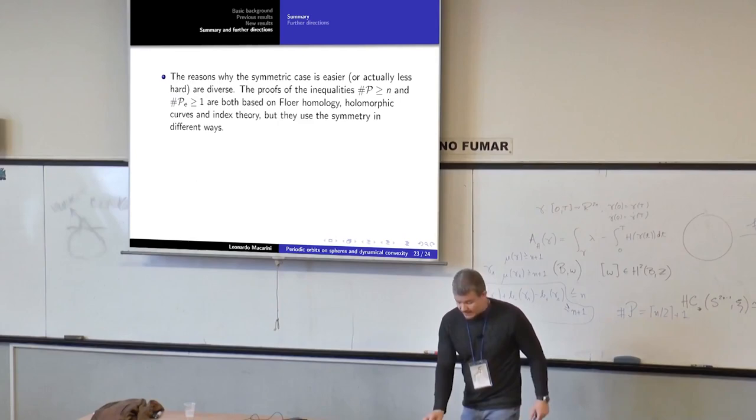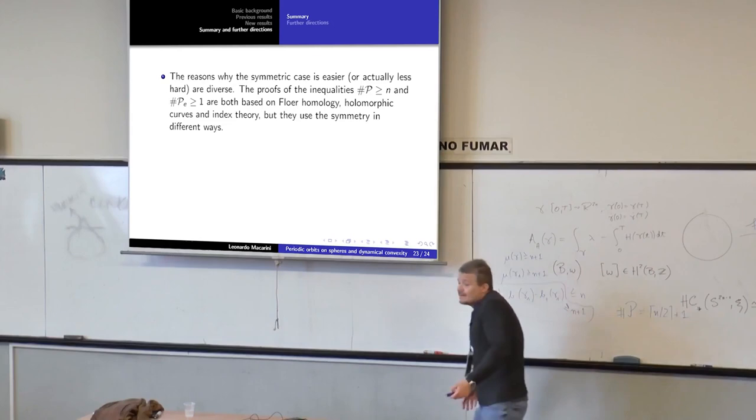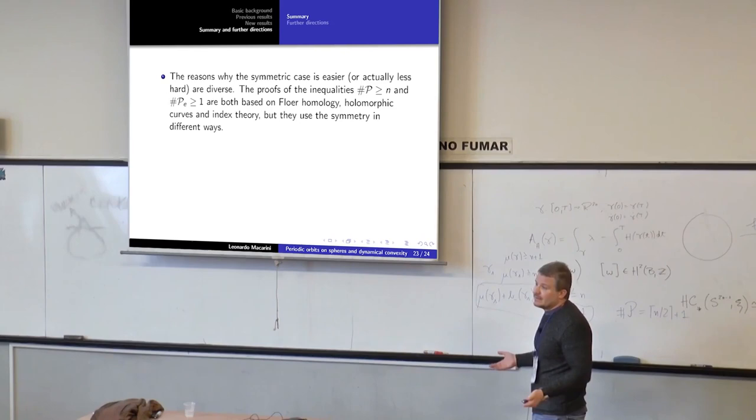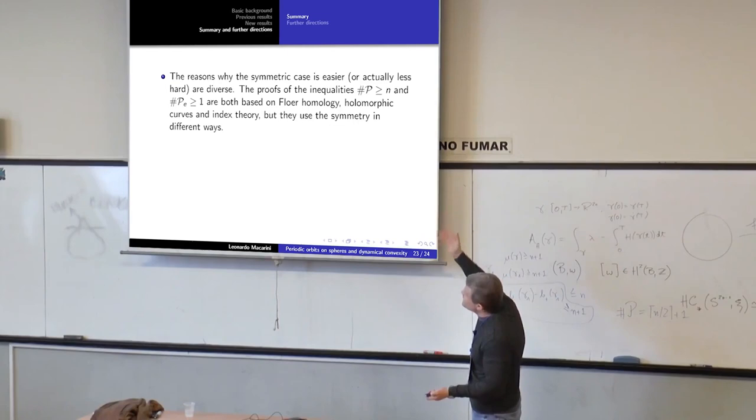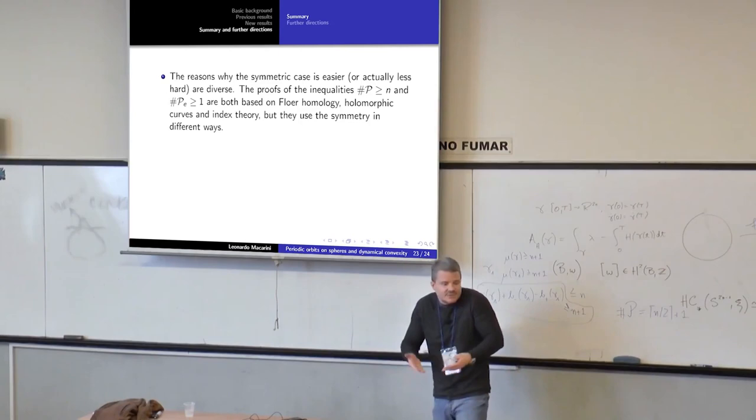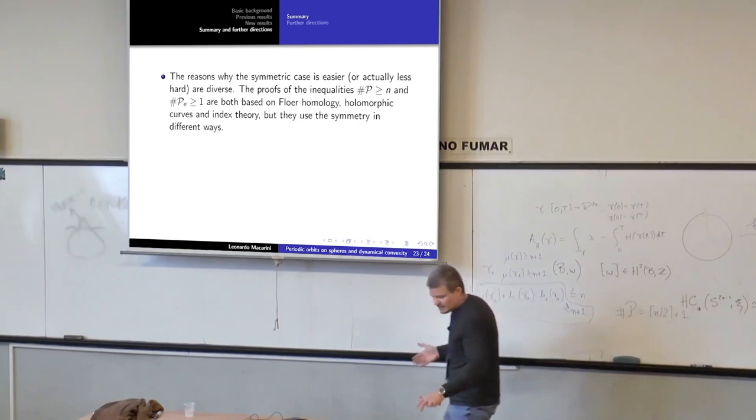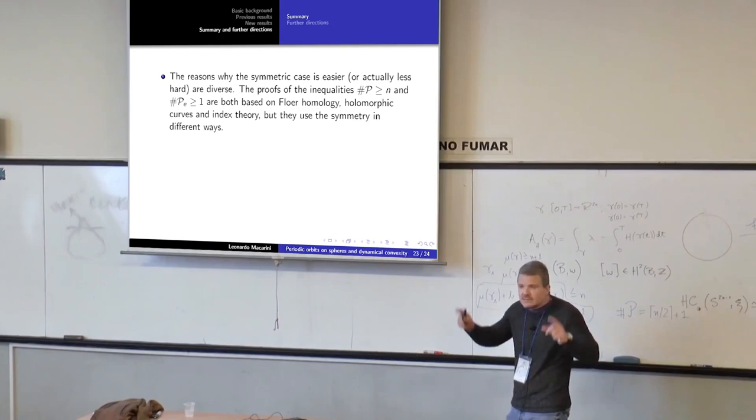Of course, you can ask why the symmetric case is easier, or less hard. It turns out that the reasons are different. In the proofs of these two inequalities, we use the symmetry in different ways. I don't have time to give you details, but we use it in different ways. There is no common reason why the symmetric case is less hard than the non-symmetric case.